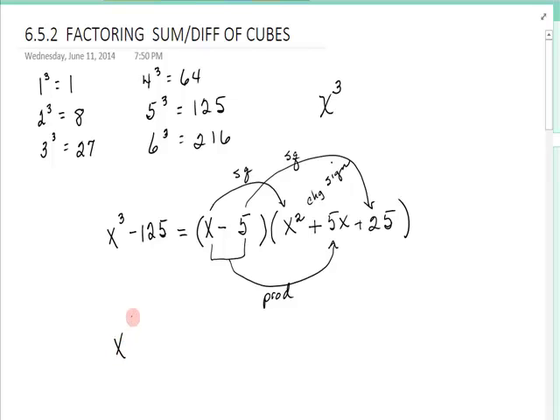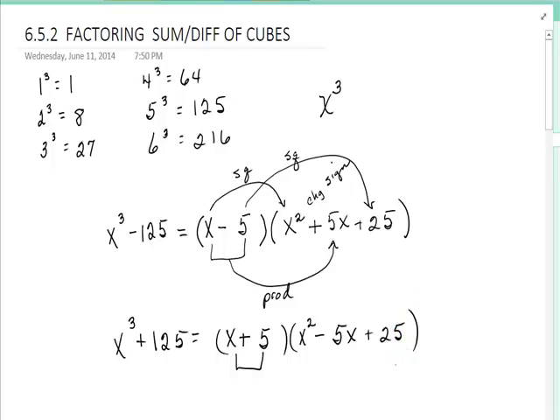If this had been x cubed plus 125 instead, we would have our parentheses, and I leave this one open till I'm through. Cube roots. X, keep the sign plus, cube root of 125 is 5. Now what was that thing I asked you to say 10 times? Square, change the sign, product, square that.